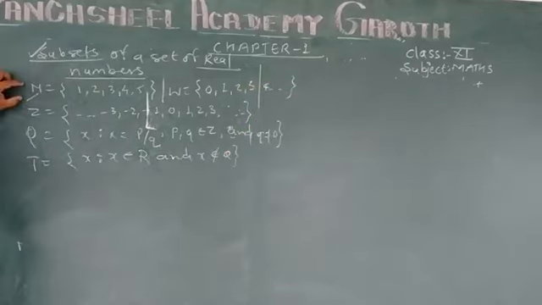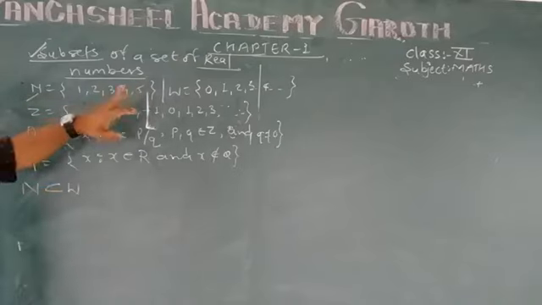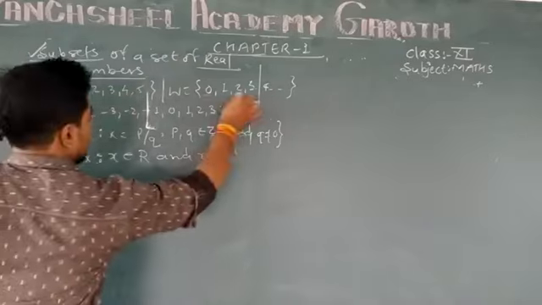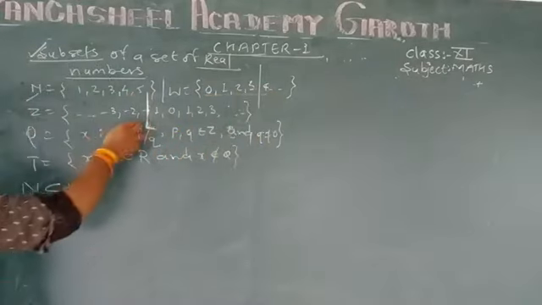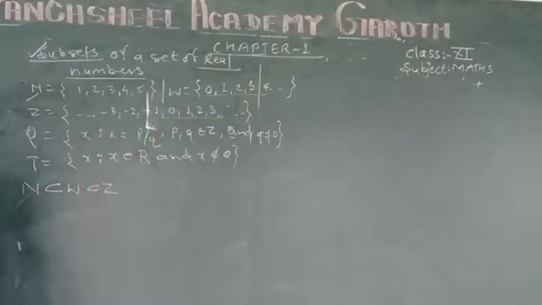Because every natural number is also a whole number, by the definition of subset we can write here: natural numbers are a subset of whole numbers. So each and every natural number is also a whole number. Each and every whole number is also an integer, therefore whole numbers are a subset of integers.